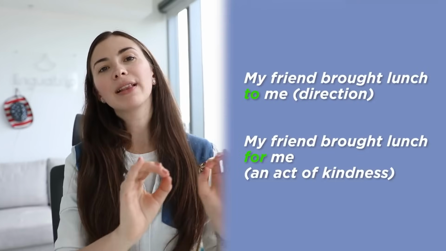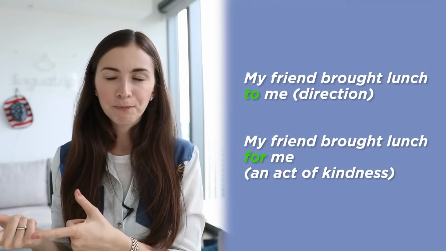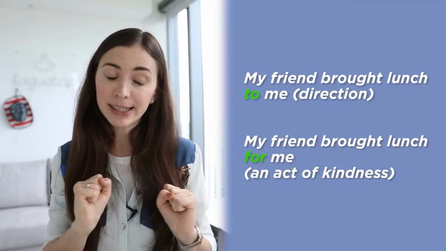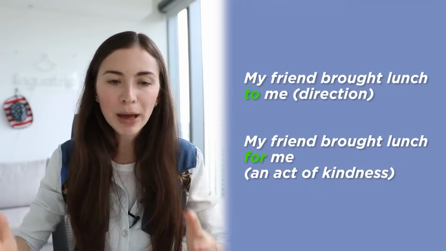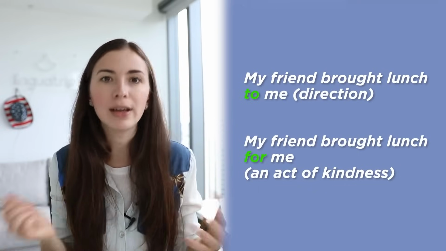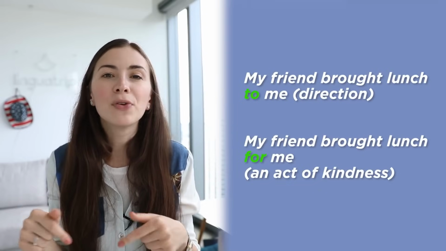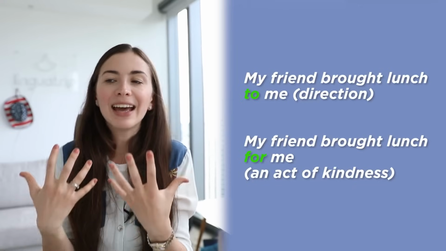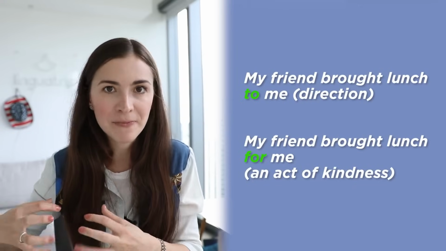Now let's move on to another example when both "to" and "for" can be used. My friend brought lunch to me. My friend brought lunch for me. Both are correct, but they have slightly different meanings. My friend brought lunch to me, we're talking about direction. He brought lunch to my apartment, put it on my table, and I started eating. But when we say my friend brought lunch for me, we really want to emphasize that he's doing something nice for me. He thought about me when he was getting lunch, so he got one for me.